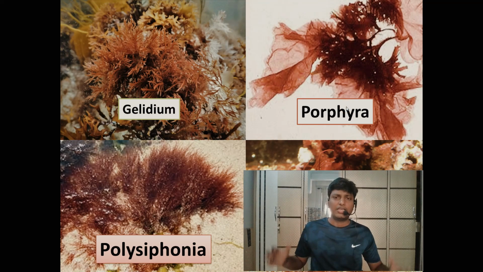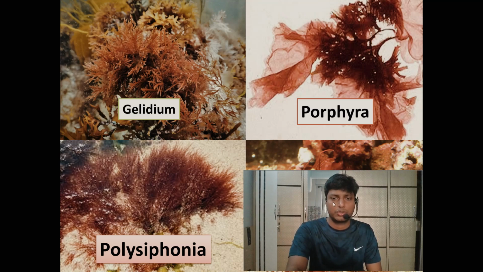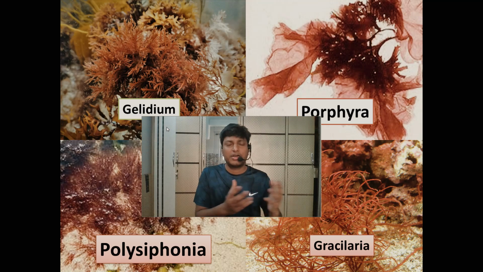Now going ahead, dear students, let's quickly have a look at the different examples of red algae. These are Gelidium, dear students. Then there is another beautiful example of red algae, that is Porphyra. Then we have Polysiphonia, and we also have Gracilaria. These are the different examples of red algae, dear students. So with that, we have covered the three different types of algae, the green algae, the brown algae, and the red algae.